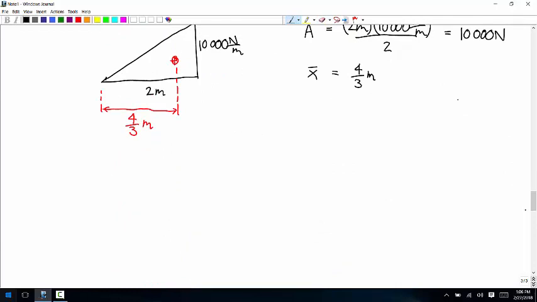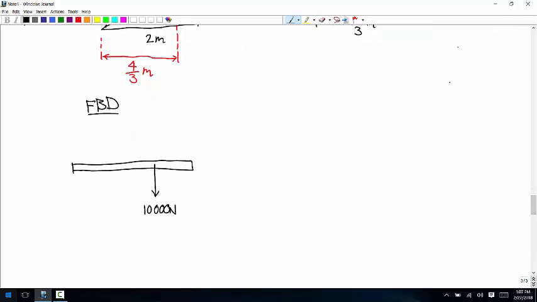Okay, so now that we have these, we can draw a free body diagram. We know that 2/3 of the way along the beam, from the left to the right, we're going to treat it like there's a point force here. And it has a magnitude of 10,000 newtons. And we know that this distance is 4/3.